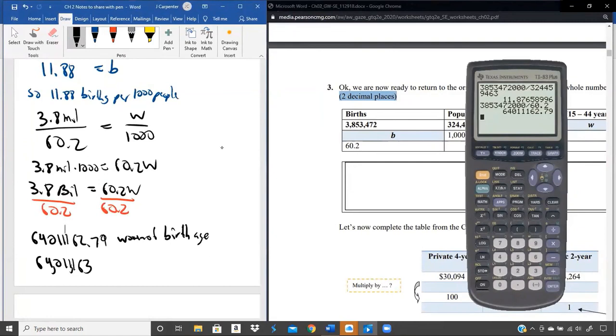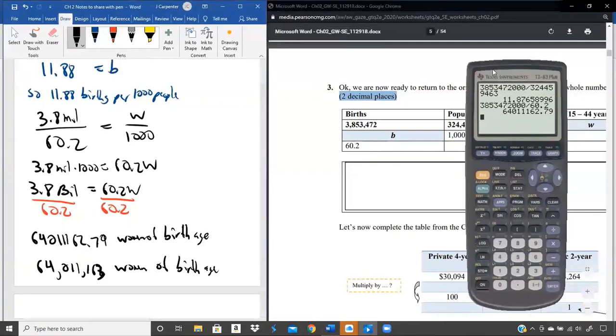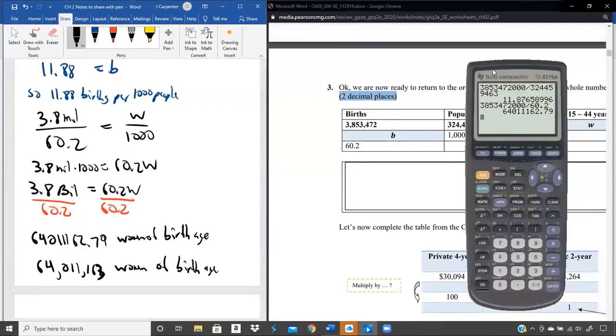64,011,163. I knew my comma placement wasn't perfect there. Let me just rewrite the number. I can do better than that. 64,011,163 women of birthing age. That's the answer. It's not 64 million people, 64 million women of birthing age.